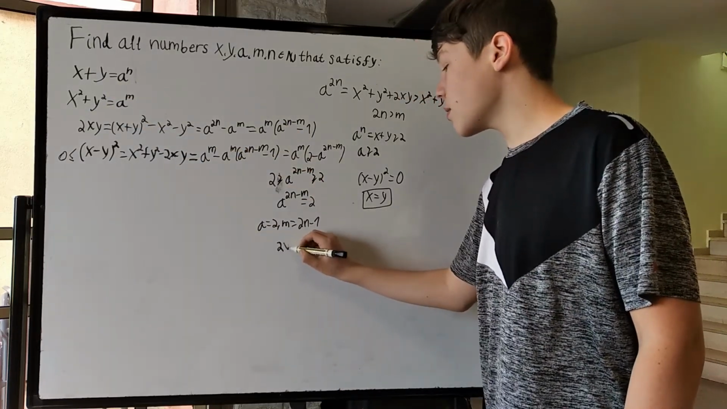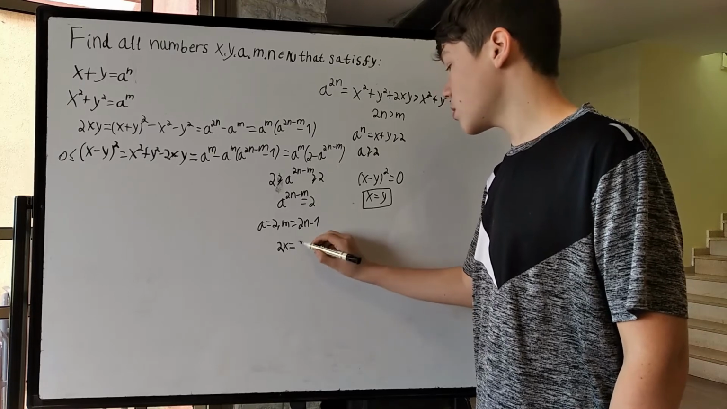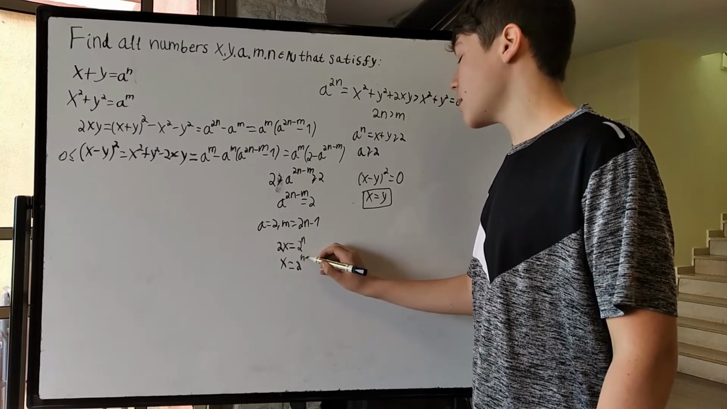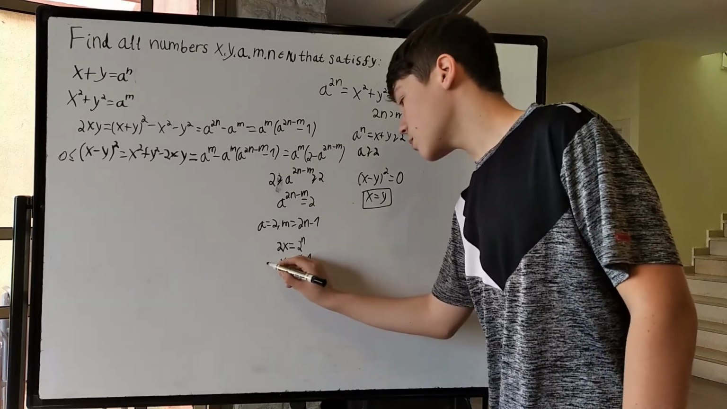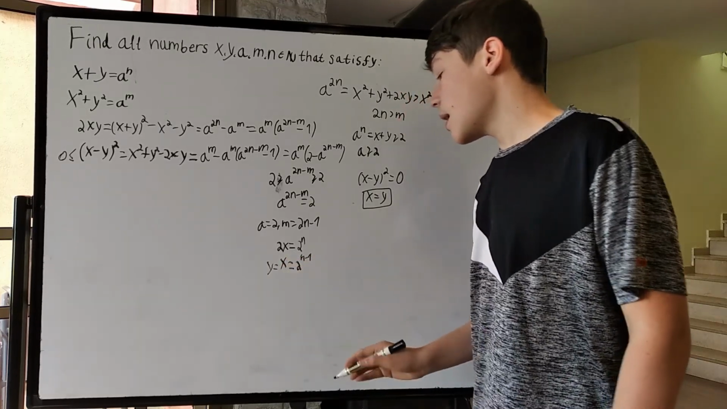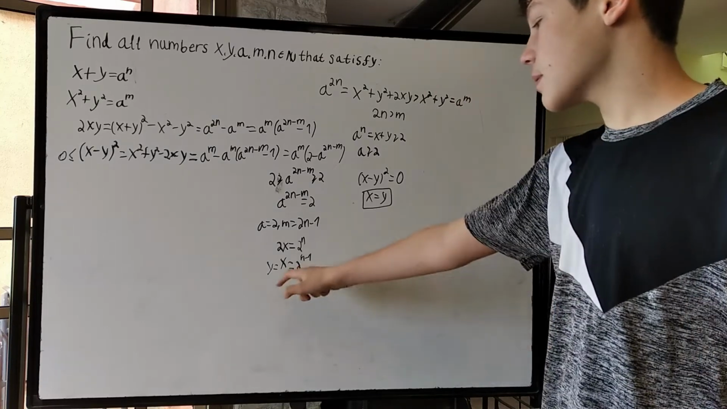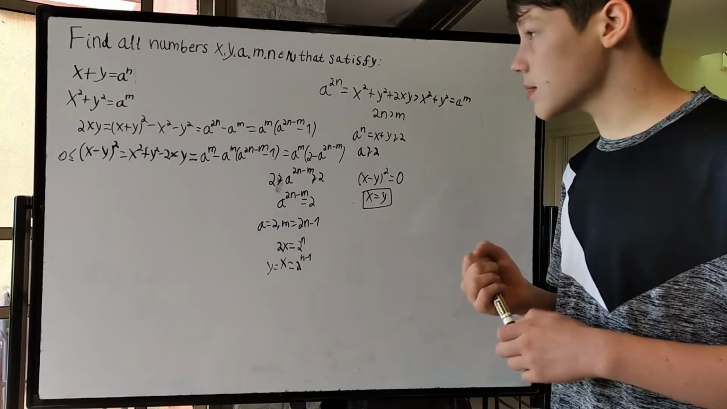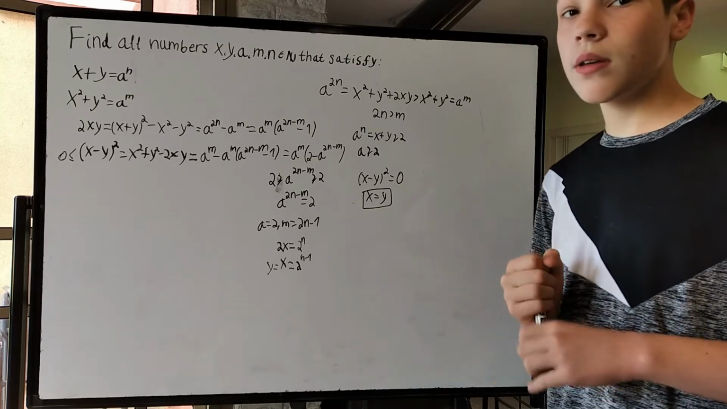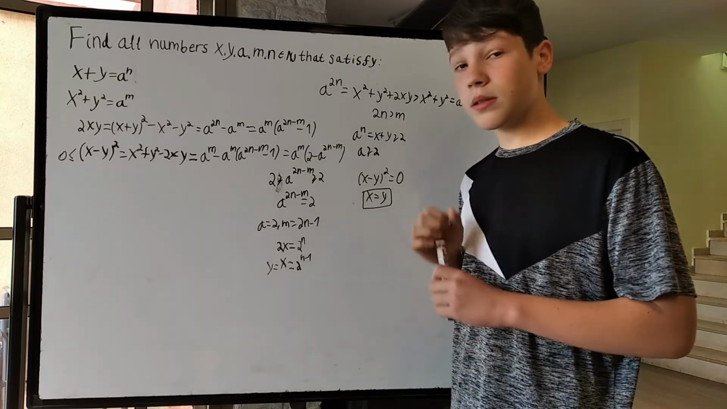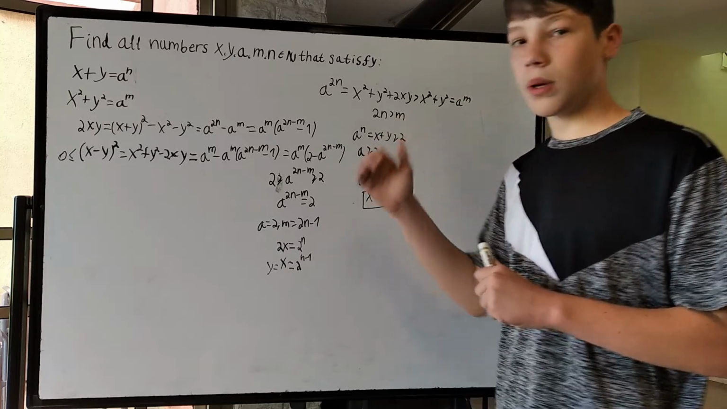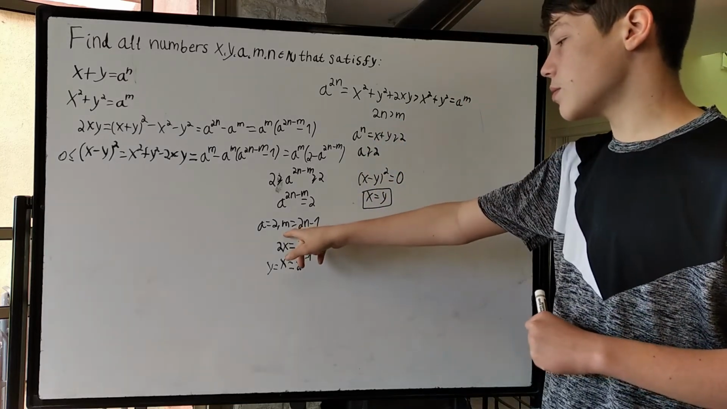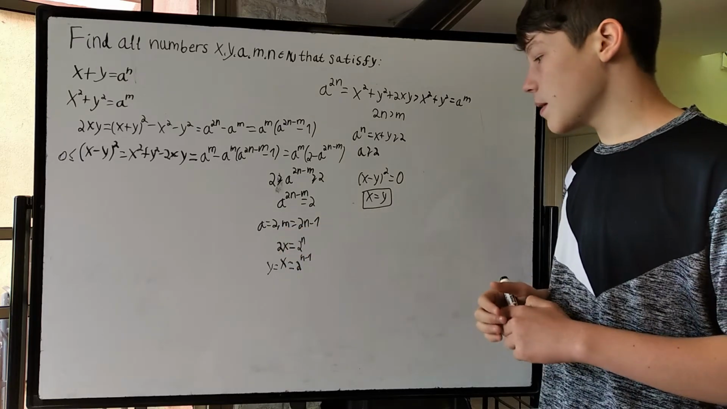We'll get 2x is equal to 2 to the n, and x is equal to 2 to the n minus 1. But we know this is also equal to y. And now we can check. x plus y is 2 to the n minus 1 plus 2 to the n minus 1, which is 2 to the n, works. And x squared plus y squared is 2 times 2 to the 2n minus 2, so 2 to the 2n minus 1, and we know indeed m is 2n minus 1 and a is 2.